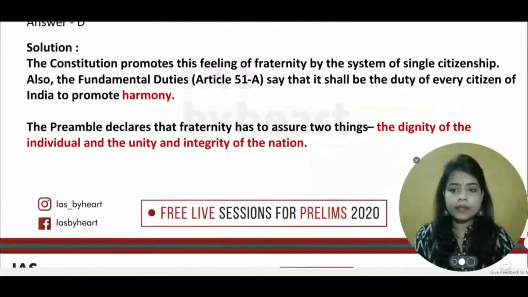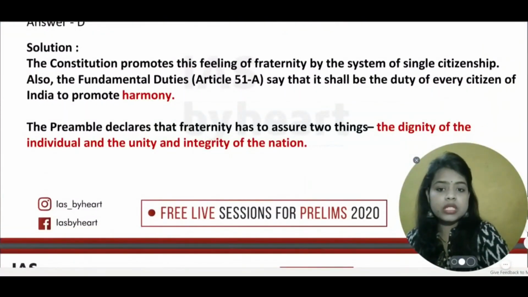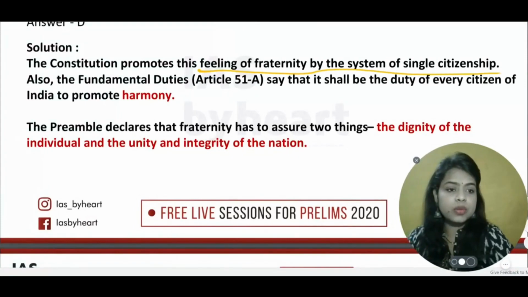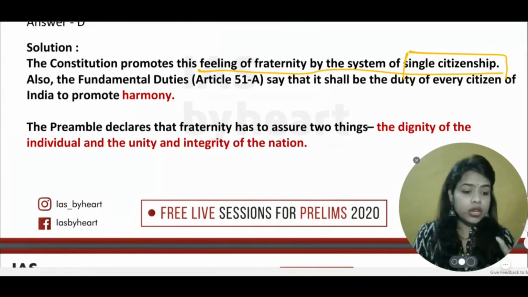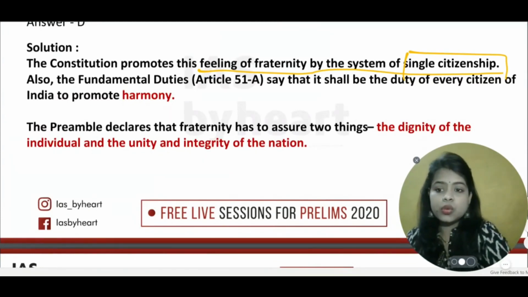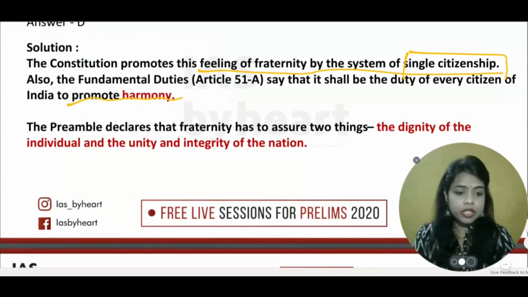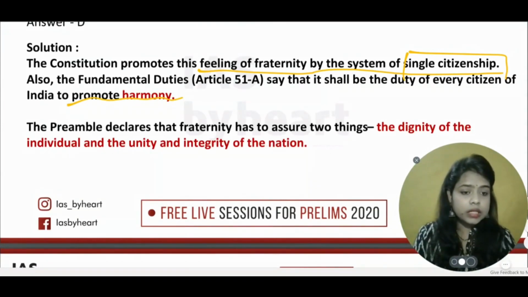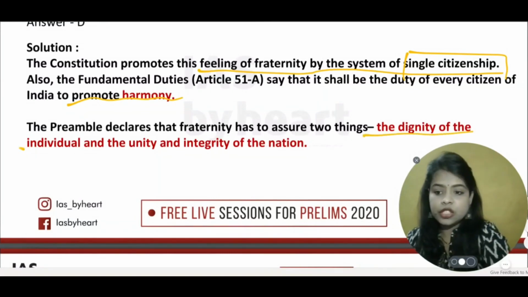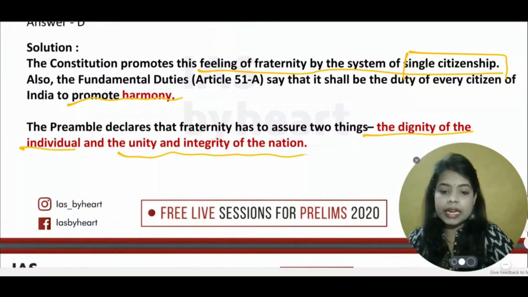So here, check the information. The Constitution promotes this feeling of fraternity by a system of single citizenship. That's why we don't want a federal kind of attitude, and we want a strong unity kind of attitude. So to promote harmony, we have established this. And it declares that fraternity has to assure two things: the dignity of the individual and the unity and integrity of the nation.